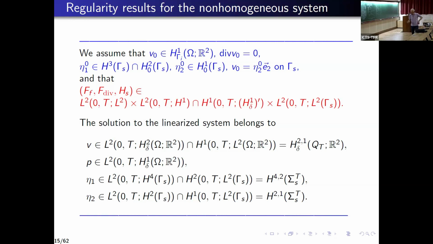So what is written here? It is written that if I choose V naught in H1, more or less, and 0 on the boundary condition gamma I, the divergence of V naught is 0. If I take eta 1 non-zero, I have to assume that. Eta 2 is given in this space, and I have this compatibility condition. This is the normal to gamma S.